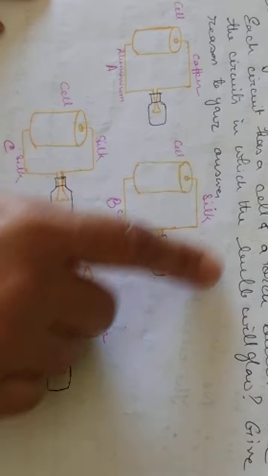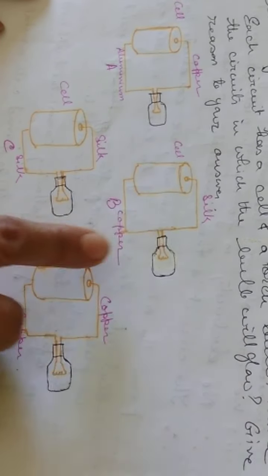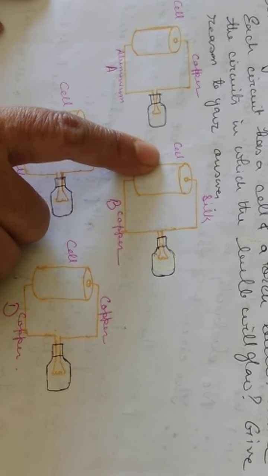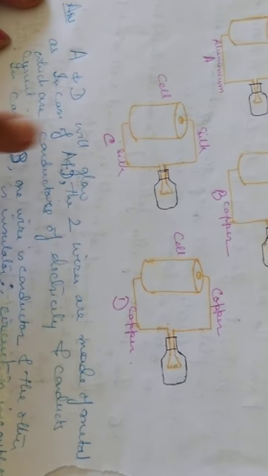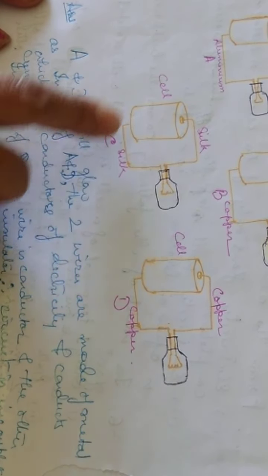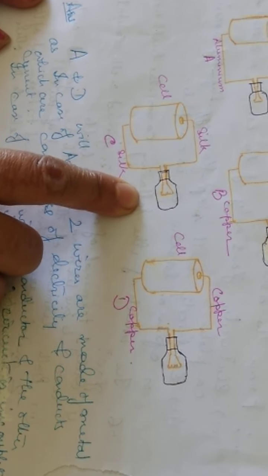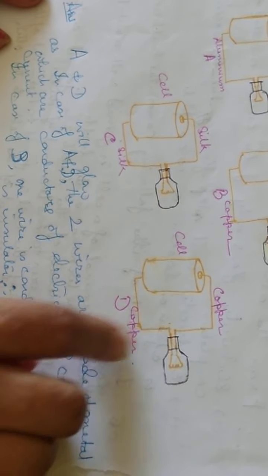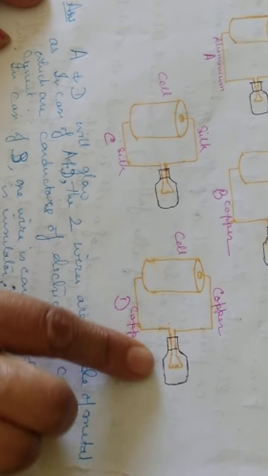Here, the wires: one is made of silk, one is made of copper, and there's a cell and a bulb. In the third case, the C case, there are two wires which are made up of silk, then the cell and the bulb. And in the fourth case, D, the two wires are made up of copper, with the cell and bulb.